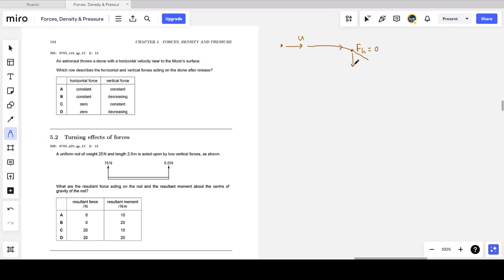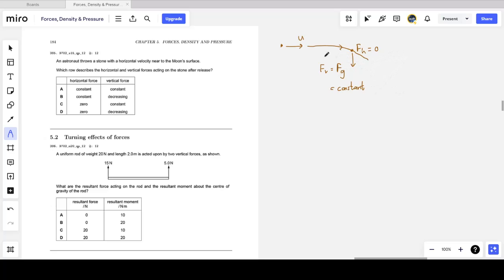There will be a force due to the moon's gravity. We'll call it Fg. And that will be the only vertical force acting on the stone, just like it would be on Earth. It would not be the weight as we would imagine it on Earth. It would be a slightly smaller value, but it's still a force. And since the moon's gravitational field close to the surface will be constant, this value will also be constant.